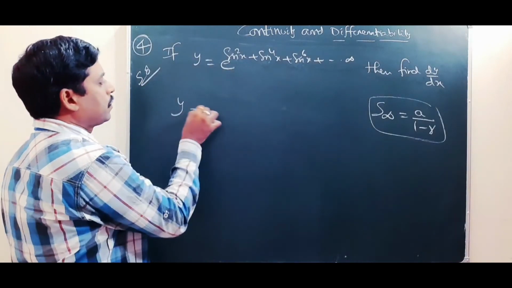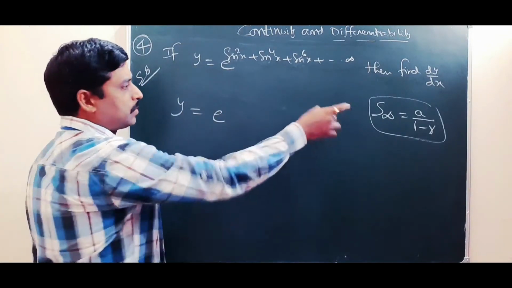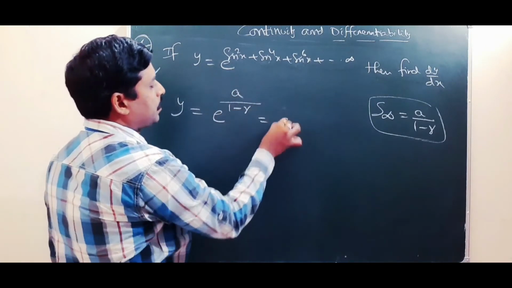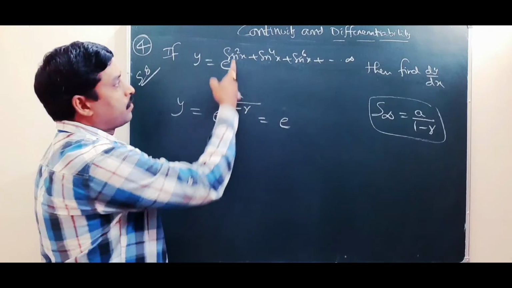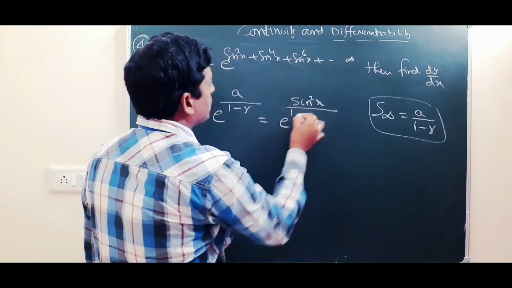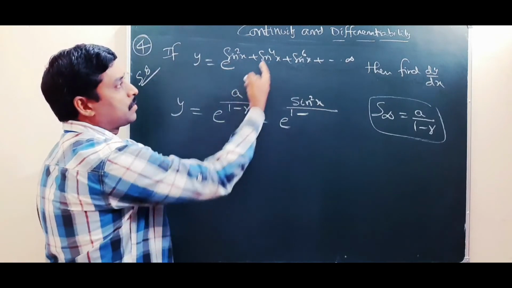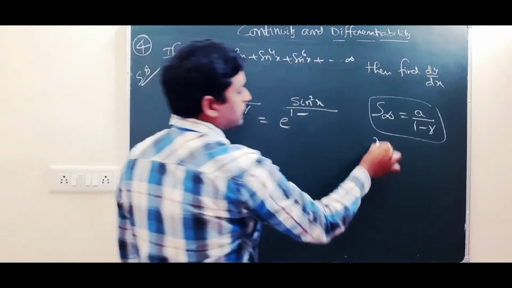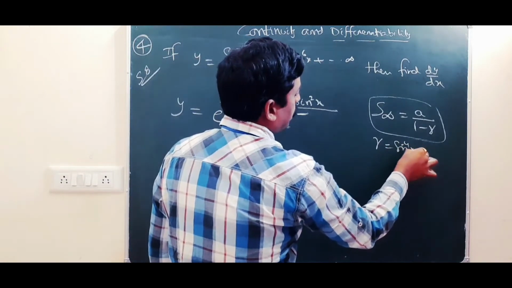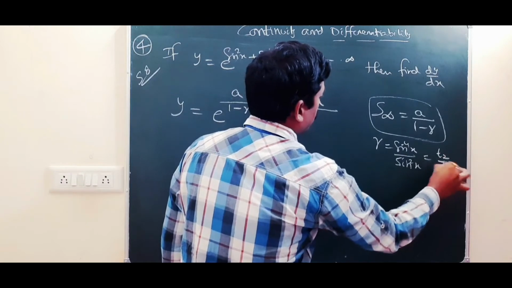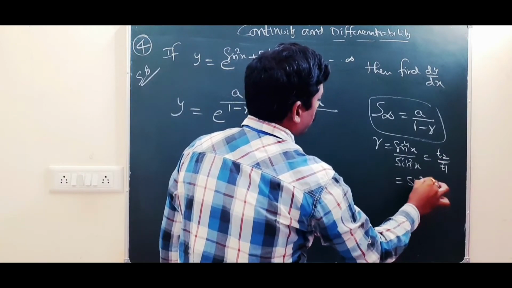So y is equal to e to the power, by using that formula a by 1 minus r, where a, the first term, is sin^2 x, upon 1 minus the common ratio. The common ratio is also t2 by t1 or t3 by t2. By the t2 by t1 formula, the common ratio will be sin^2 x.